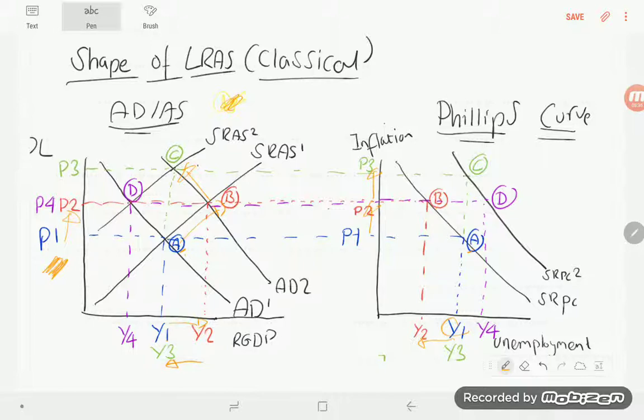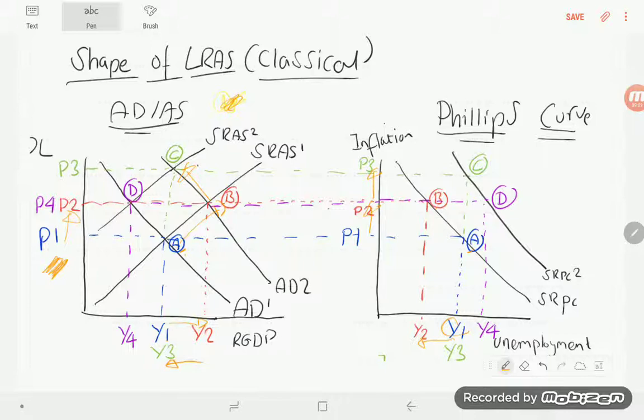So if GDP falls, that is the same as saying unemployment has increased. So think about it. GDP's gone down, fewer people are needed to produce the goods, some workers have been laid off, so consequently unemployment has increased. So we get to C on the Phillips curve. So from B to C, we've experienced unemployment.